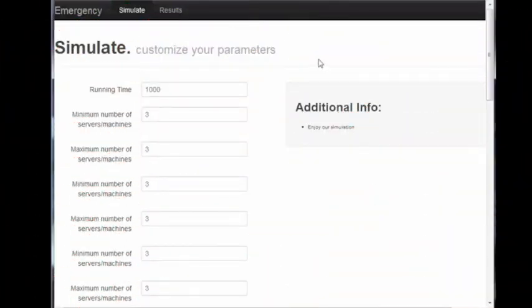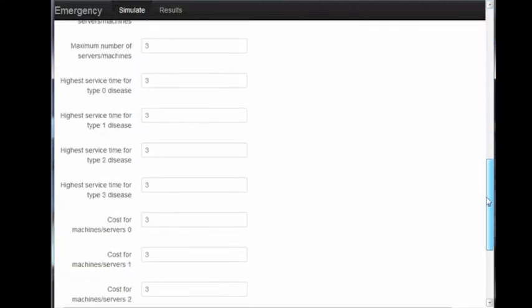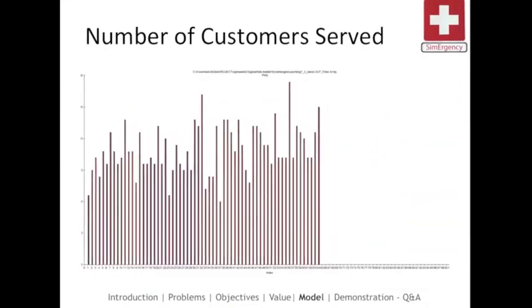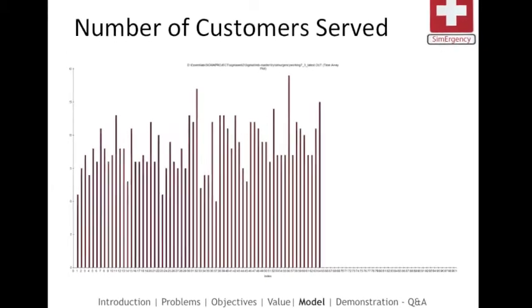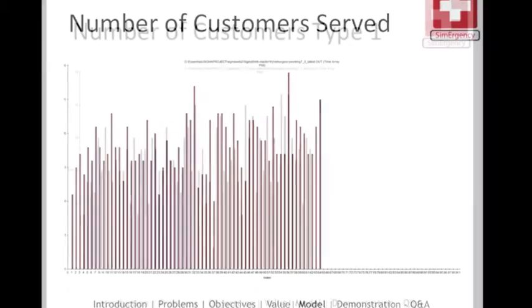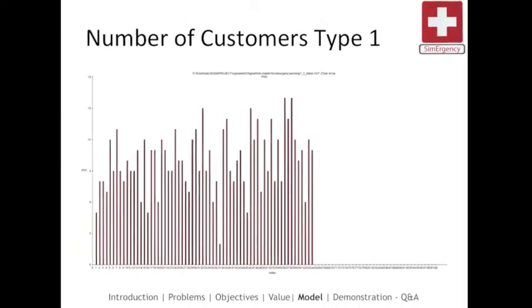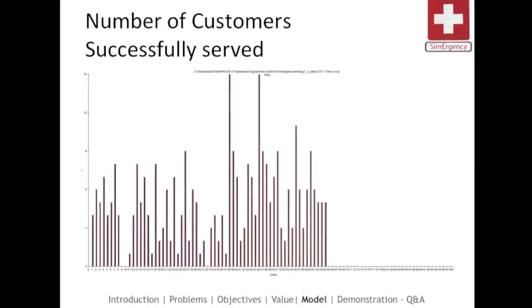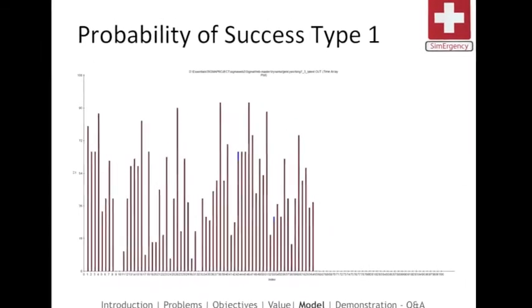At the Simulate page, our client can put its inputs into these boxes and run the simulation. Then the results will show up on the next page. Here is some sample data from our product. Notice that we have 64 simulations running simultaneously. Here is the number of customers for each experiment. Here we have the number of type 1 patients served. This one gives us the number of patients served within their critical time. Finally, this graph shows us the probability of success for each experiment.